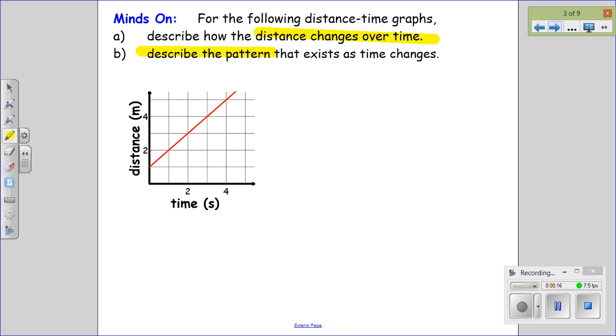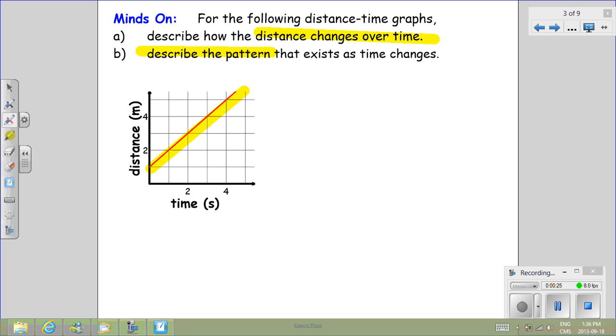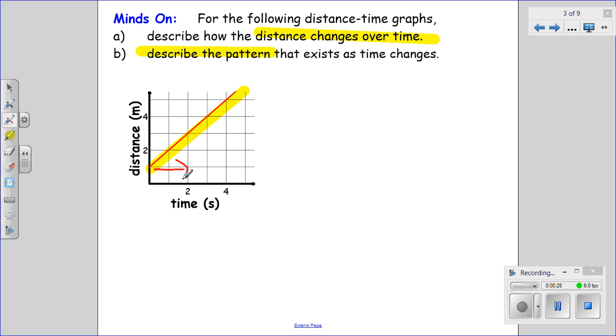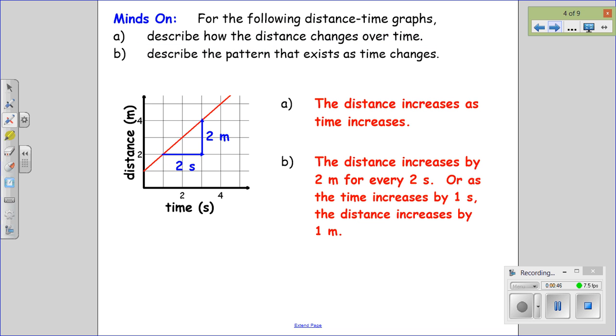So if we just look at the first graph, we could see that distance increases as the time increases. What pattern exists here? If I go 2 seconds to the right, I go up 2 meters. So if my time increases by 2 seconds, my distance increases by 2 meters, or I could even think about that as 1 meter per second. That's a little bit neater for copying after.